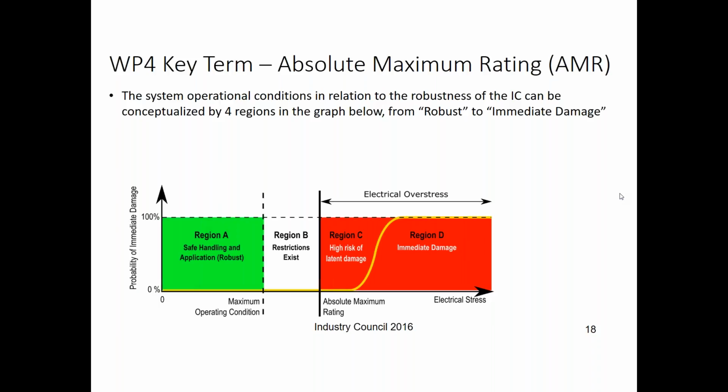And that yellow line curve, the way it is, reflects the statistical distribution that I talked about. So if I took a population of devices, they might come out anywhere on that curve in terms of their response to a damaging stress. We can break these things down further. Next slide.